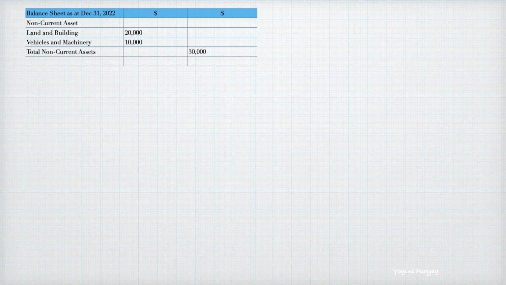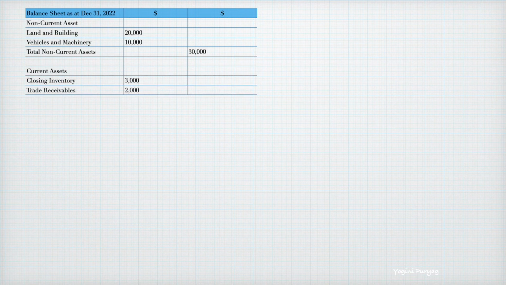The balance sheet is a standard format that starts with non-current assets. It will include land and buildings, vehicles, machinery, and all other fixed assets that the business may have. These fixed assets are owned by the business for more than a year and depreciation is charged. The second heading in the balance sheet is current assets. Current assets means all the resources owned by the business, such as closing inventory, trade receivables, cash in hand, cash at bank.